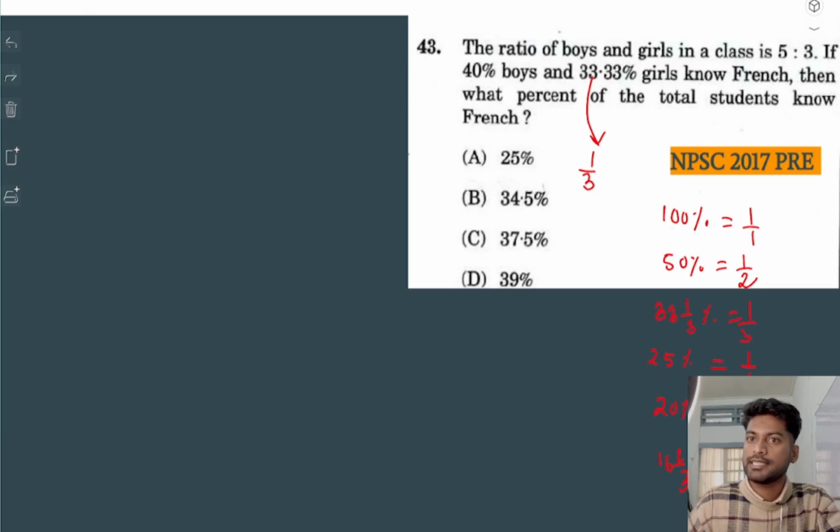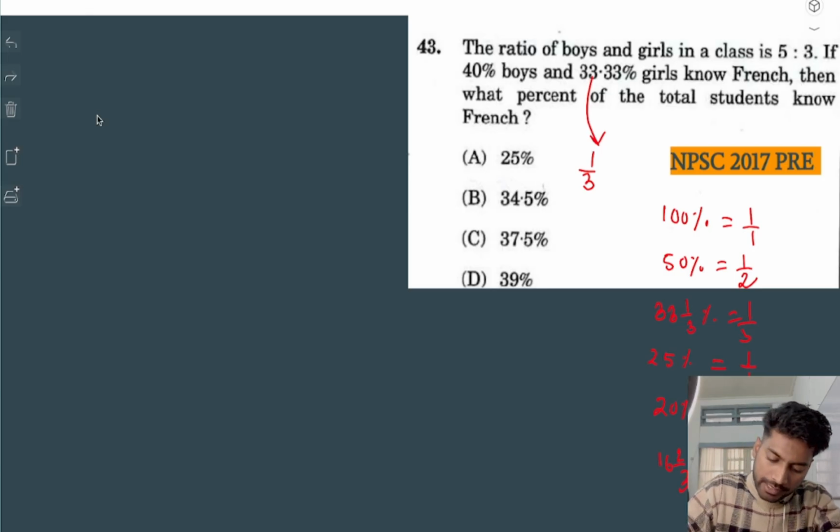They're saying the ratio of boys and girls in a class is 5:3. If 40% boys and 33.33% girls know French, then what percentage of total students know French? Okay, let's see. Moderate, I can say moderate. So just make the ratio first, boys and girls.